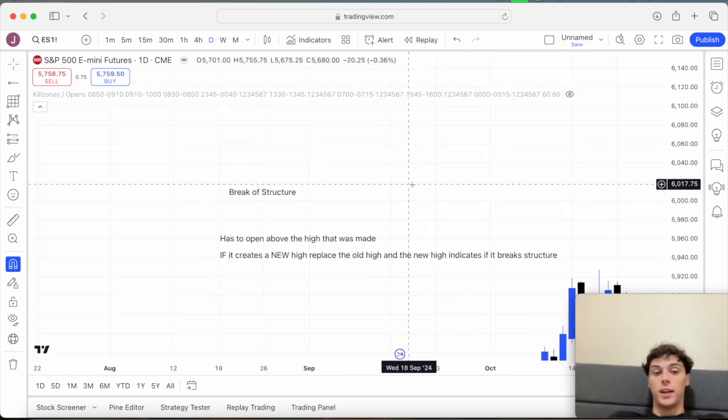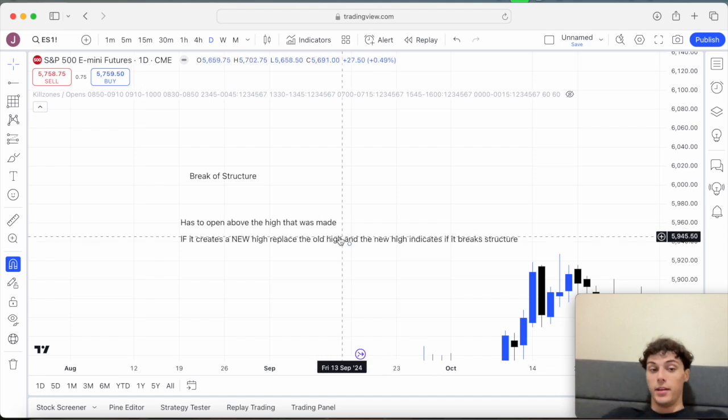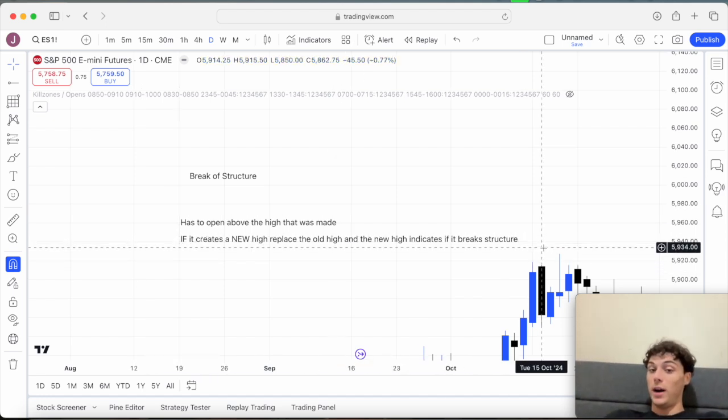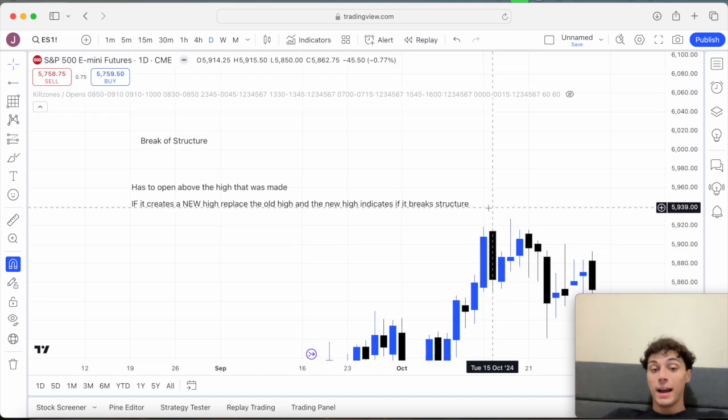And a break of structure, it has to open above the highs that was made. If it creates a new high and it replaces the old high, and the new high indicates if it breaks structure. That's all it does.